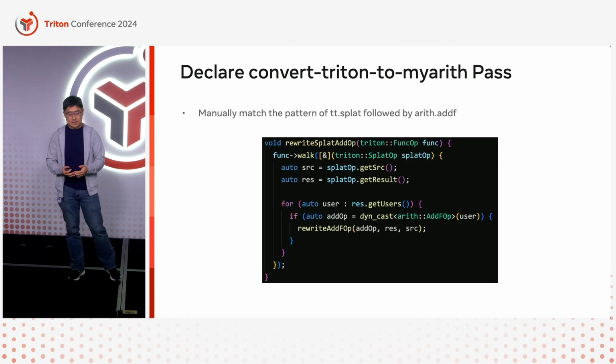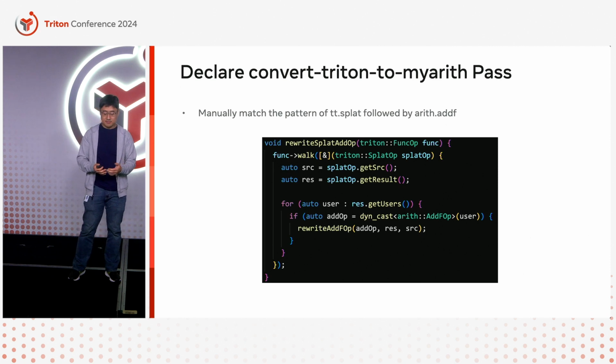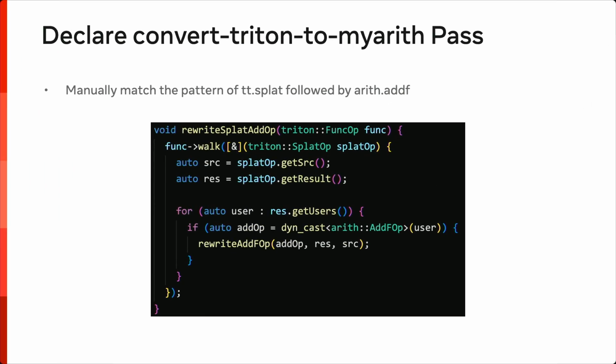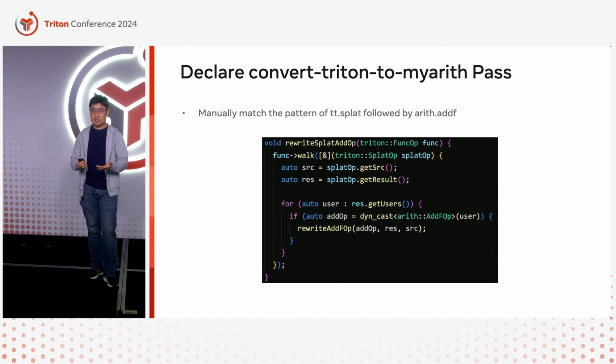Inside this rewriteSplatAddOp function, we're again walking the IR structure. This time, we actually want to pattern match the splat op, and that's what this lambda defines. You will notice that in the for loop, we're iterating over the users of the result of splat. So that showcases in MLIR how easy it is to traverse the def-use relationship. For each user, we check if it's an arith addf operation, and if we find a match, we know we found the pattern that we're looking for, and we can go ahead and rewrite this operation.